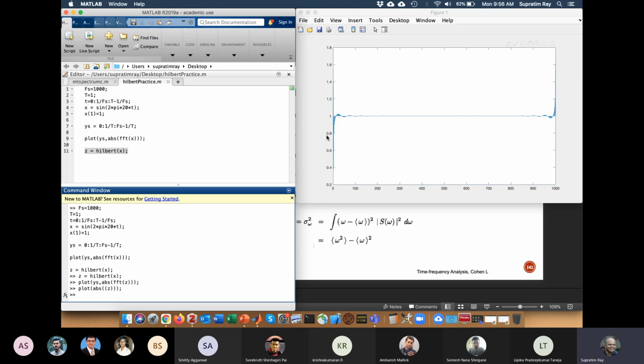So here it is, the absolute value of Z, and you can see that it's telling you that more or less the instantaneous amplitude is close to 1. But because I put a delta function, it has changed this initial part a little bit. Okay.